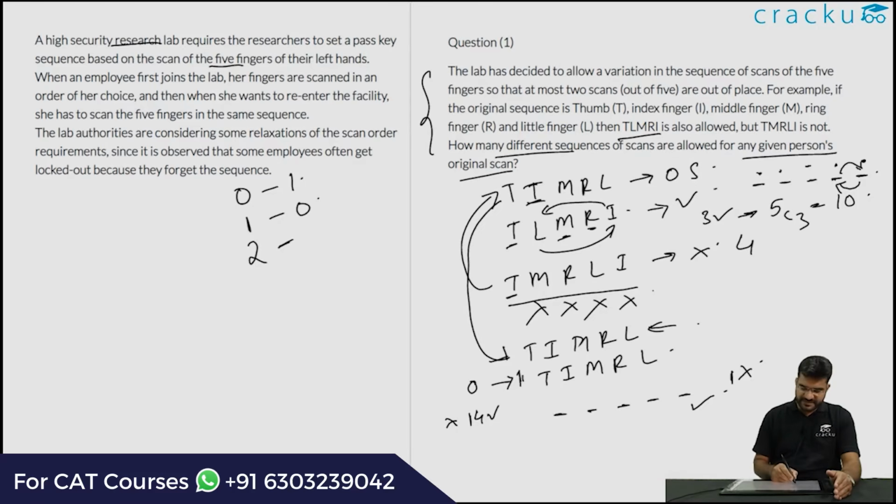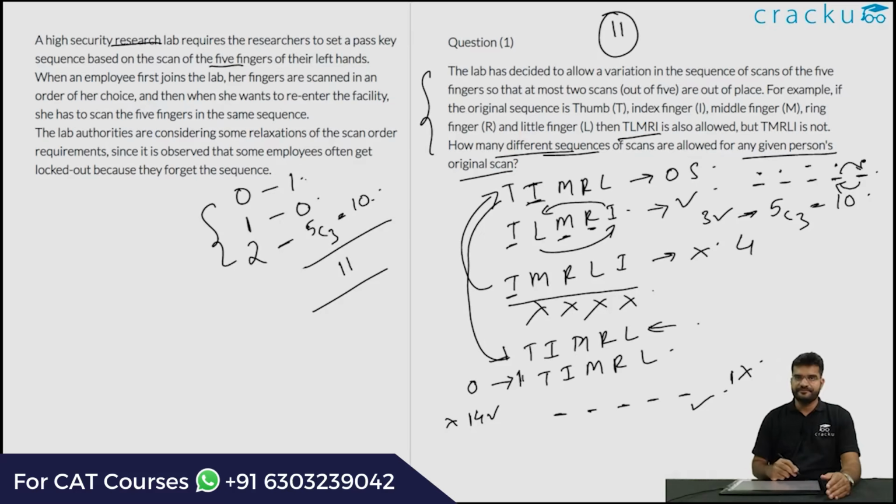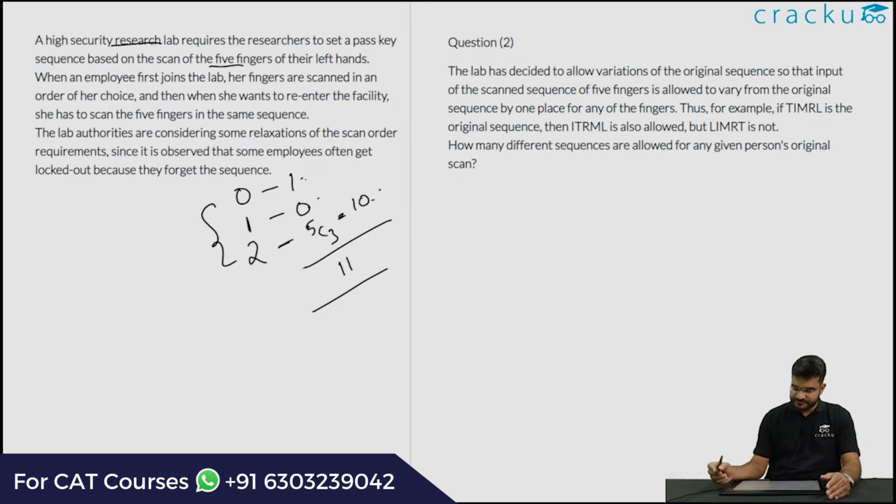So the number of ways in which exactly 2 fingers will be out of place is 5C3, which is equal to 10. Now notice that we can allow for a maximum of 2 fingers to be out of place. So the total number of different sequences of scans that are allowed for the original scan will be 1 plus 0 plus 10, which is equal to 11. So the correct answer is 11. Now let us go to the next question.